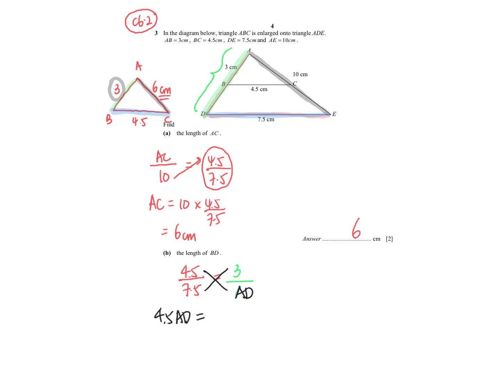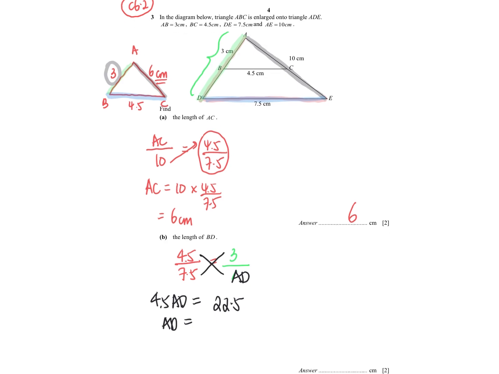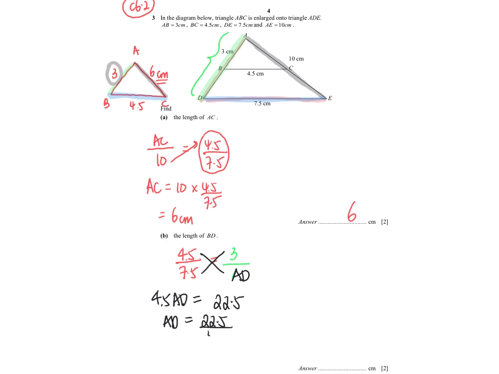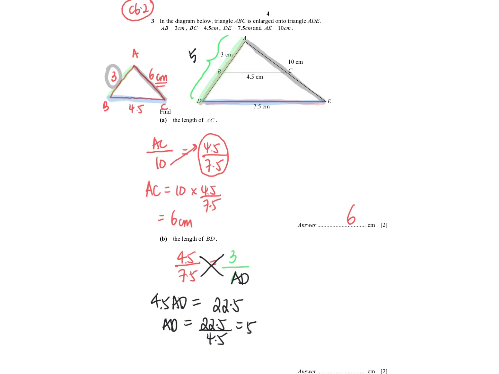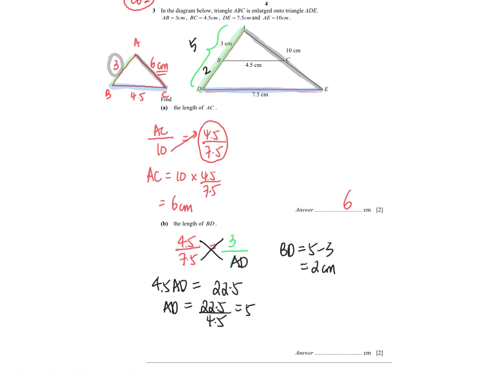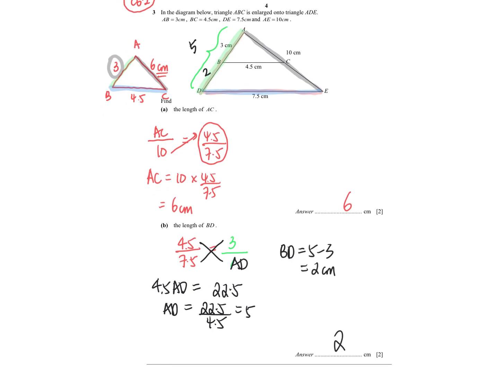You get 22.5. So AD is just 22.5 divided by 4.5. So the answer is 5. So if you know the whole thing is 5, this is 2. So don't be careless, must go and find the 2 cm.